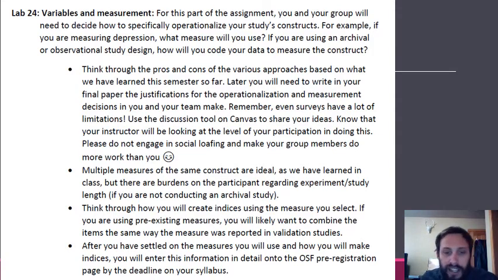So after you've settled on the measures that you'll use, you'll enter this information into the OSF pre-registration page as well, by the deadline that's specified on the syllabus, which I'm actually blank on right now, but if you look on your syllabus, it should be there.